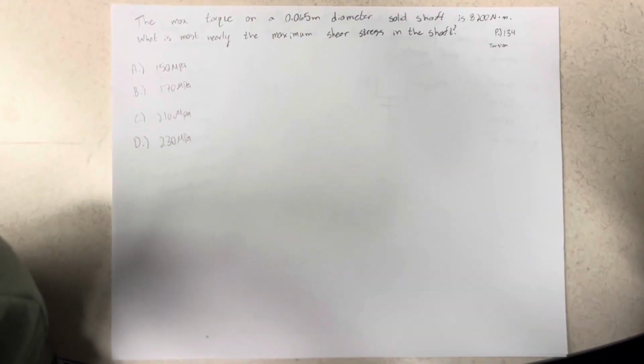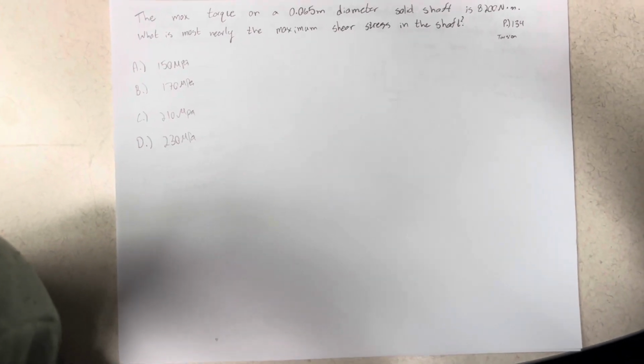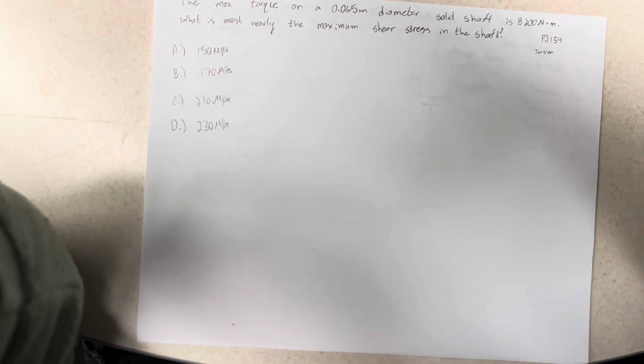So the next problem we'll be doing, we're going to find the max torque on a 0.065 meter diameter solid shaft. That is 8,200 newton-meters. What is most nearly the maximum shear stress in the shaft? For this, we can go to the FE handbook and look for some equations that we're going to use. On page 134, torsion. And that is just tau equals TR over J. It's a pretty simple problem.